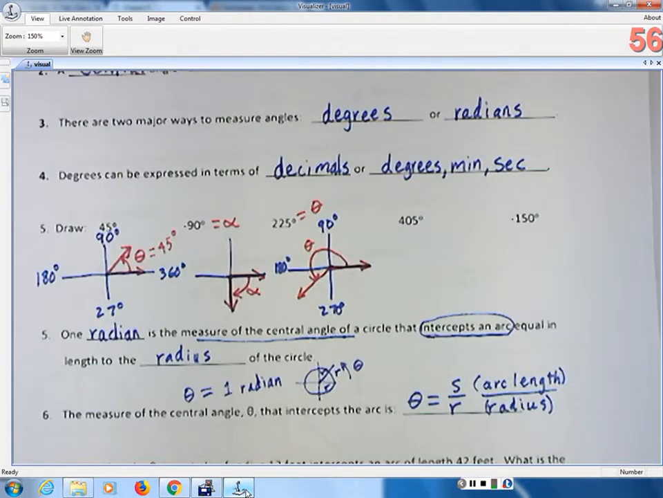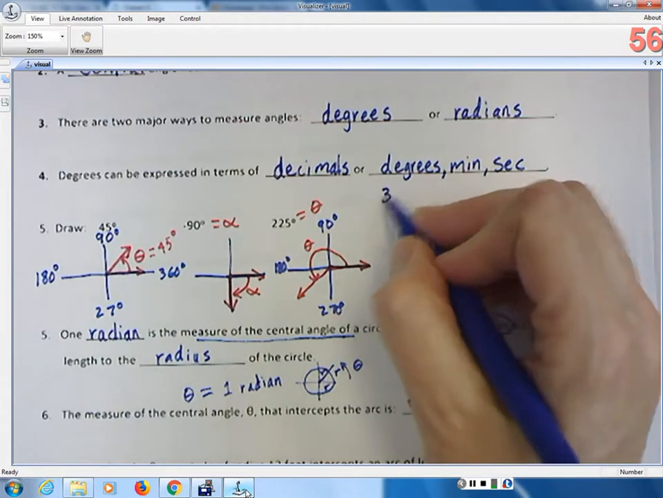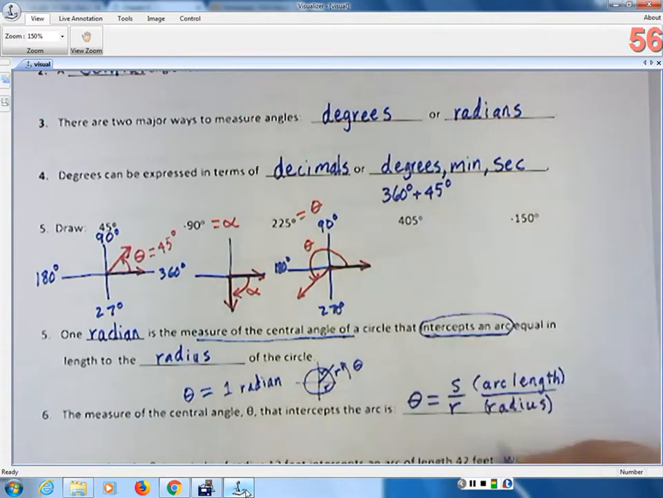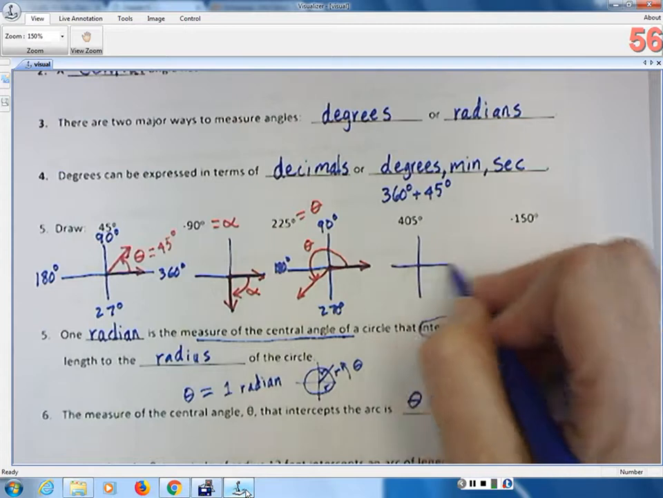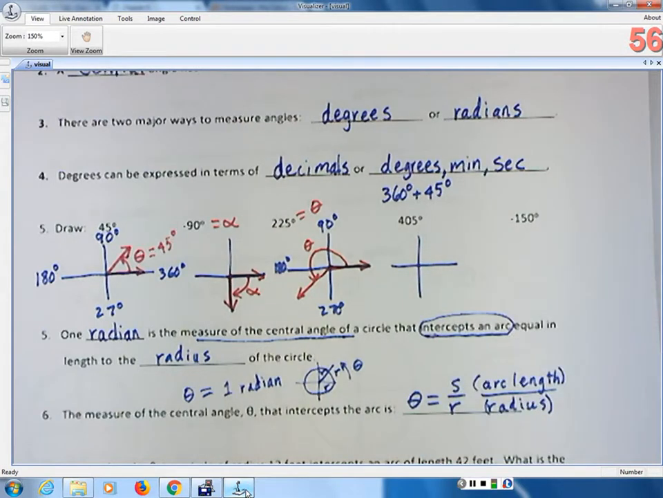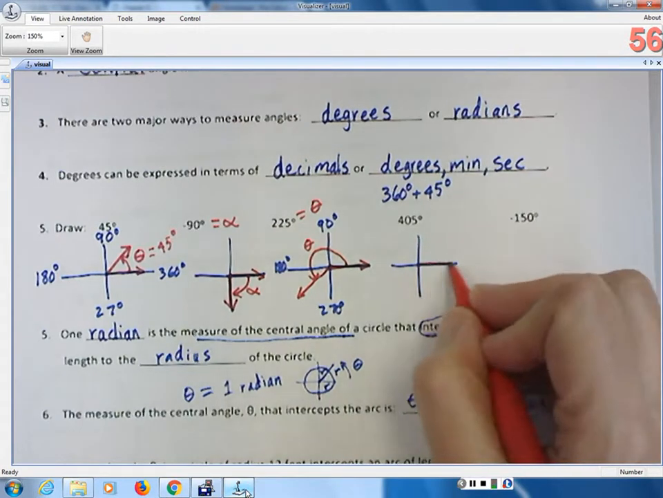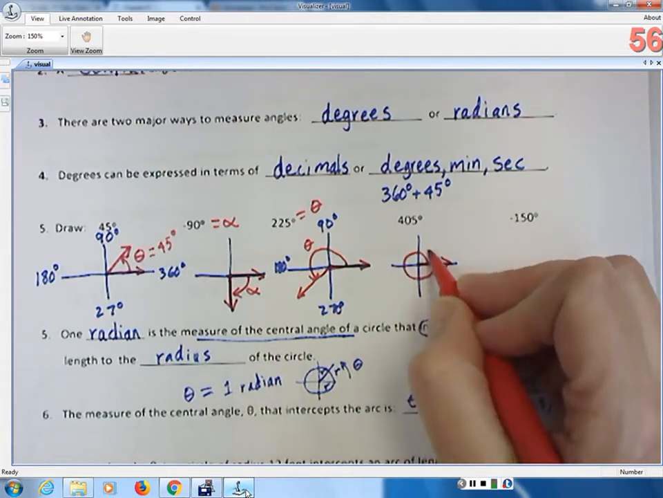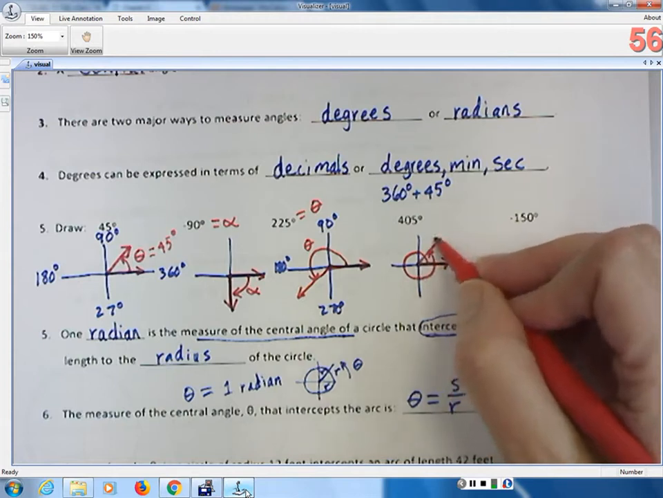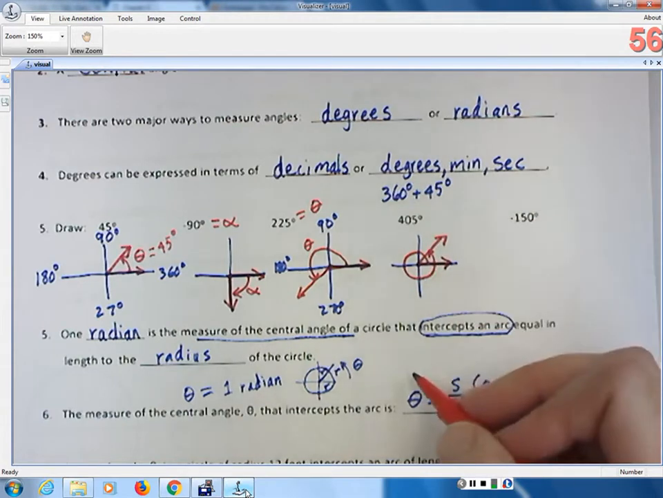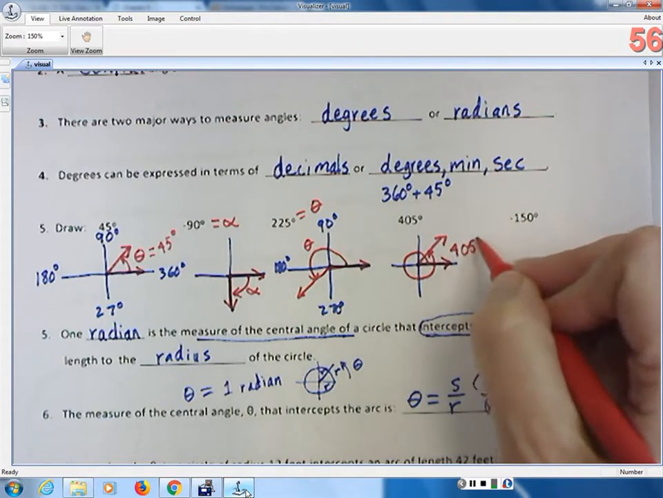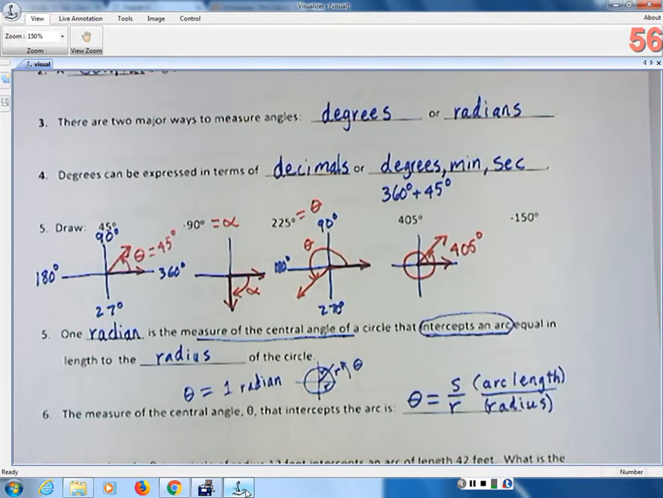405 degrees is 360 plus 45 degrees. So if we're going to draw a 405 degree angle, we're going to start here. We're going to go all the way around the circle and then stop at 45 degrees. So this is 405 degrees. So we do draw that circle.